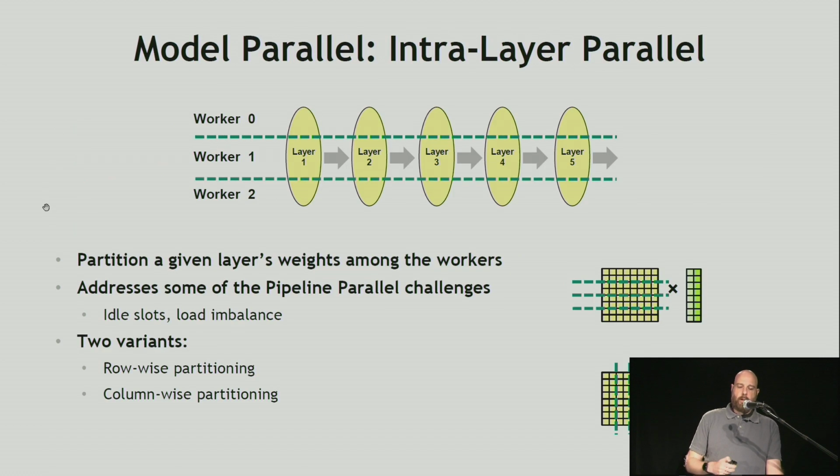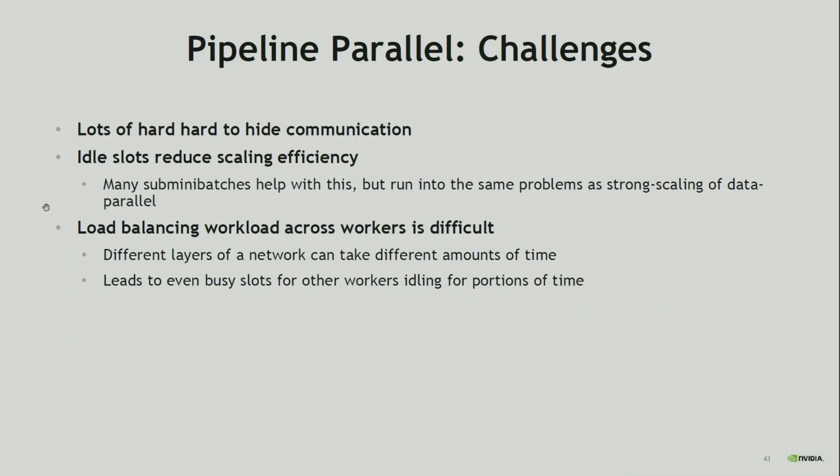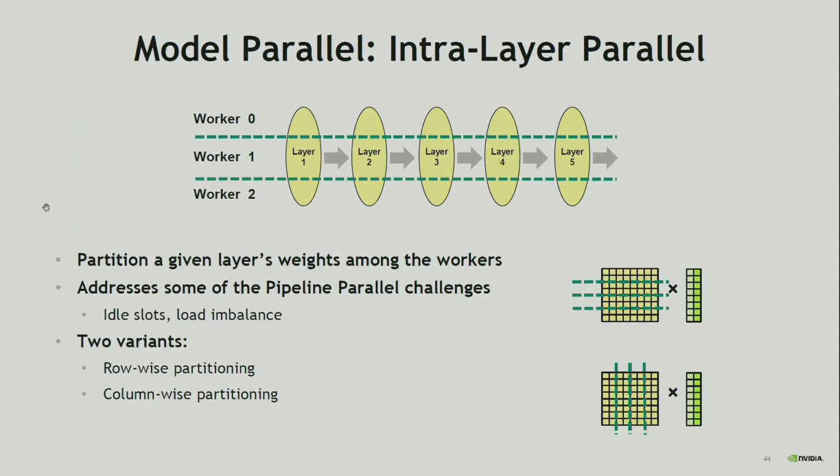Now, model parallel, by taking intra-layer parallelism, tries to address some of the challenges of pipeline parallel. As we will see, it still has lots of communication, and that communication is hard to overlap, but it does address idle slots by effectively eliminating them, and it also addresses load balancing by eliminating that issue. So whenever people train with model parallel approaches nowadays, they're usually intra-layer parallel. Intra-layer means that within a single layer, you have parallelism by distributing that layer across different workers.